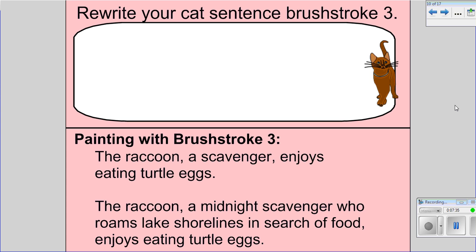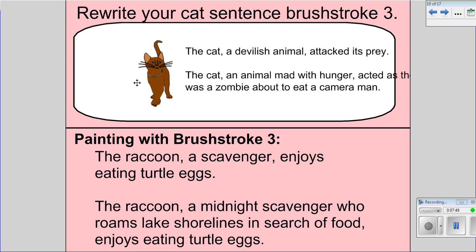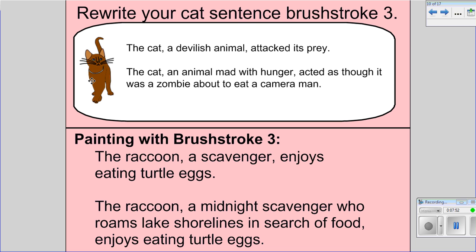So what I'd like for you to do in your writer's notebook is rewrite your cat sentence using brushstroke 3. Again, there are examples below on what brushstroke 3 looks like. Please restart the video once you've done this. All right, so if we look here at our cat sentence, we have the cat, a devilish animal, attacked its prey. And then the cat, an animal mad with hunger, acted as though it was a zombie about to eat a cameraman. Looking at your sentence, did you put commas around your appositive? If not, please make sure that you add them.